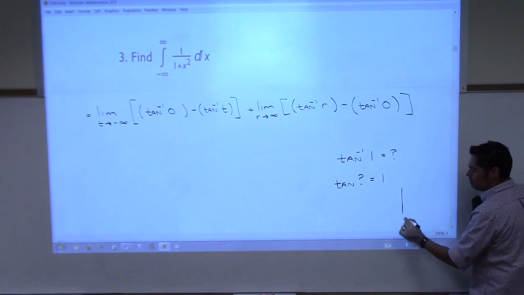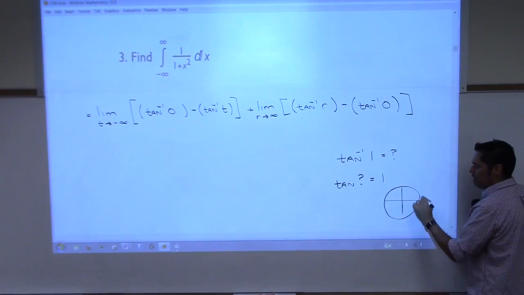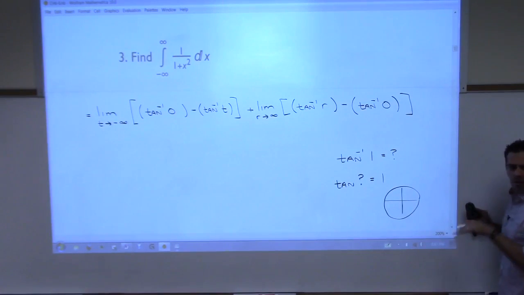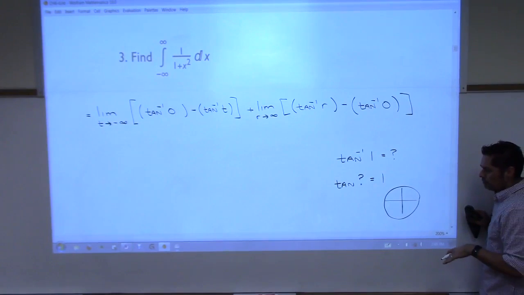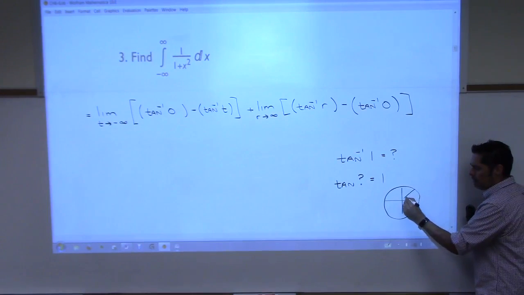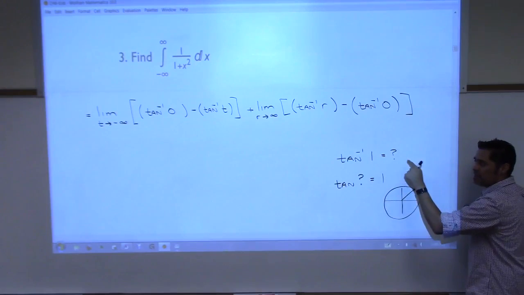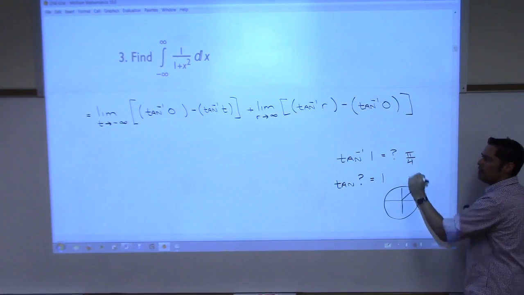So you can go back to your unit circle. Tangent is the ratio of your y over your x. Where is that 1? Pi over 4. Happens right here, pi over 4. So the answer to this would be pi over 4, right? Agreed?